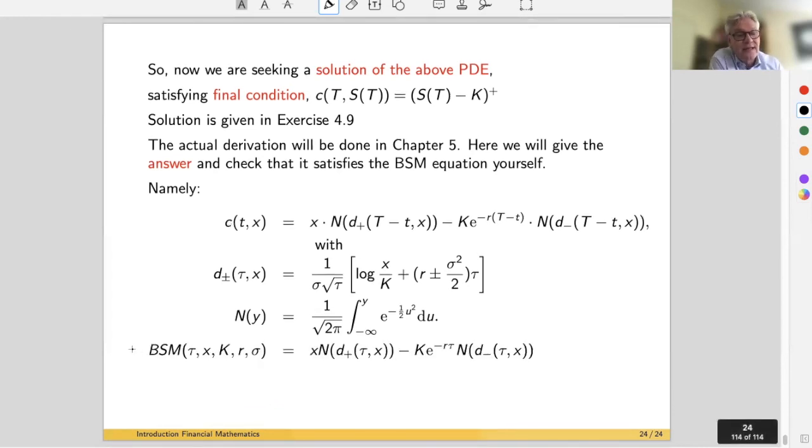Sometimes we write this as a function in the computer, Black-Scholes-Merton. It has as input tau, T minus t, x, S_t, the strike value, the interest rate, and the value for the volatility. And with that, this is computed, and then we get as output the value of the option.